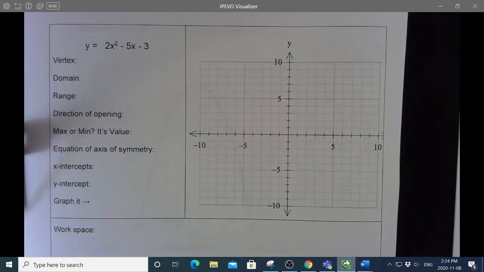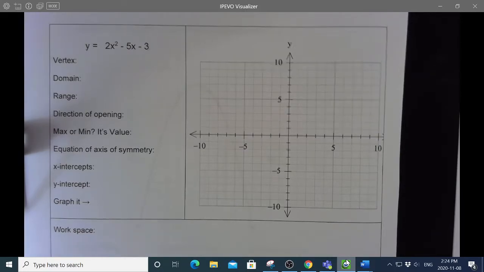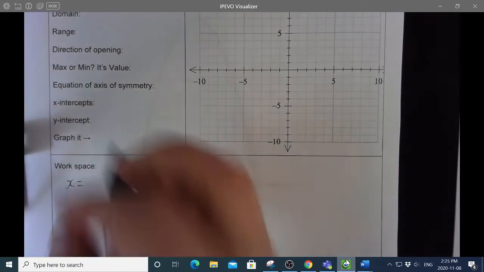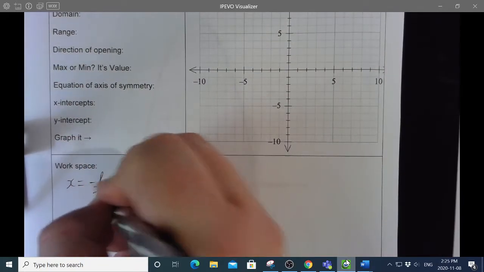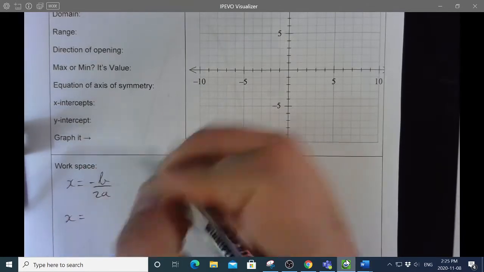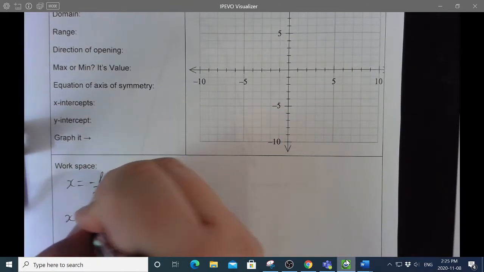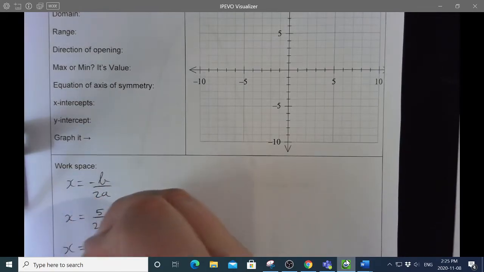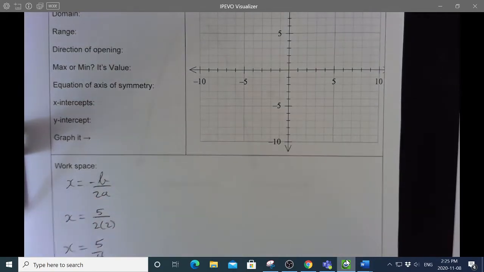Next. All right. Once again, this is all basically the same thing, just asked in a different looking way. So let's find our vertex. If I'm going to find the vertex, I need to find the x-coordinate of the vertex using my formula, minus b over 2a. So that would be negative of negative 5, which is 5, over 2 times 2. Ooh, this one's going to be a fraction. So that's 5/4. So that's my x-coordinate.